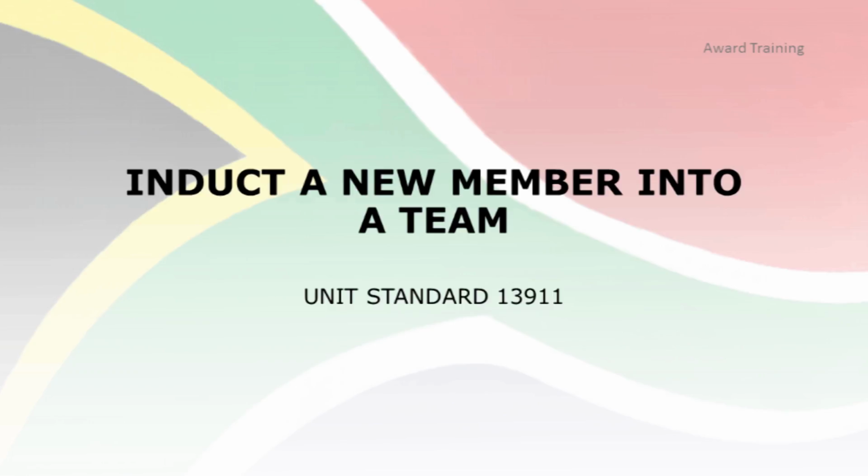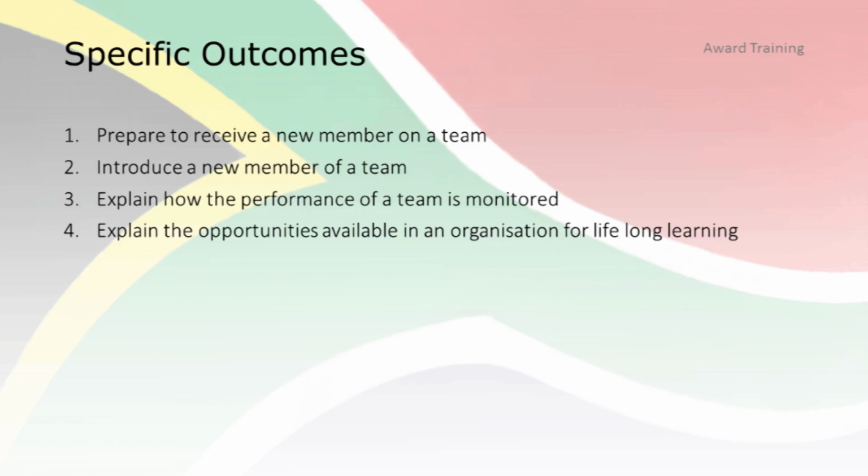Unit standard number 13911. The specific outcomes of this unit standard are: 1. Prepare to receive a new team member. 2. Introduce a new member of a team. 3. Explain how the performance of a team is monitored. 4. Explain the opportunities available in an organization for lifelong learning.